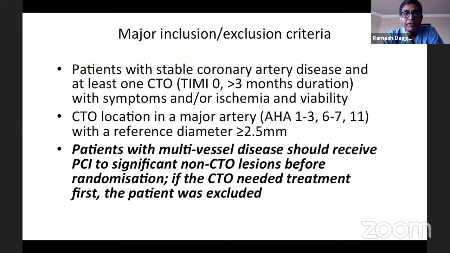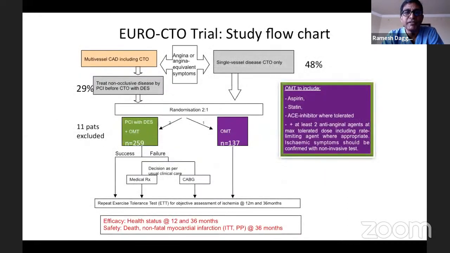So we'll come to the inclusion-exclusion criteria. Patients with stable CAD and at least one CTO have to be documented by history of more than 3 months duration and a TIMI zero flow, with symptoms and/or ischemia and viability. All the vessels have to be more than 2.5, AHA classification 1, 2, 3, or up to 11. The patients with multi-vessel disease should receive PCI to significant non-CTO lesions before randomization, which is a major difference between DECISION-CTO and the EuroCTO study: all the non-CTO PCI was done before, and then they were randomized. Randomization is again 2:1.